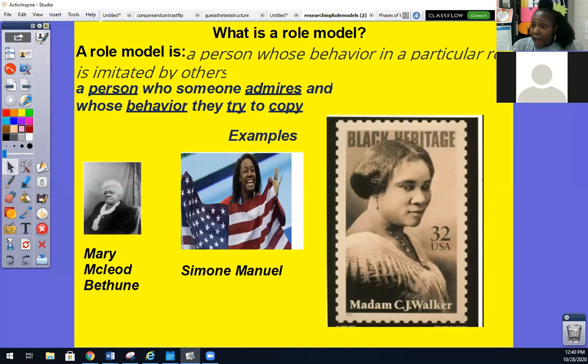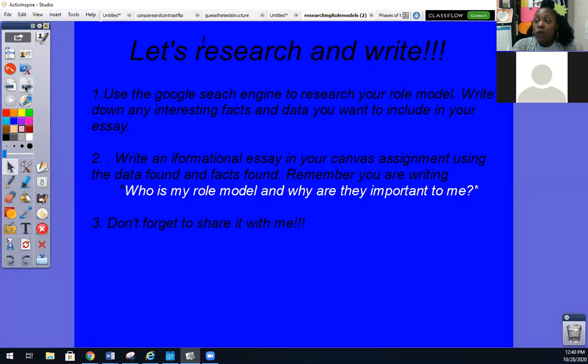Okay, so we're back, and we are going to just pick one of those role models, and we are going to research and write about them. Now, it says research and write, but I kind of just want you to do a little bit of the research, and I want you to do a lot of the researching, and a little bit of the writing, okay?